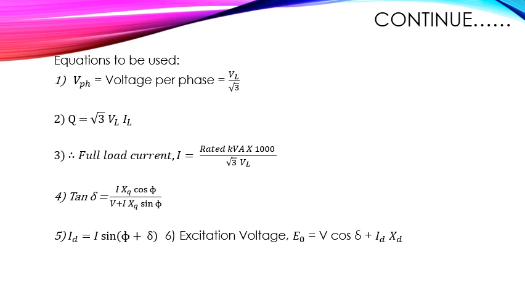Then to estimate the direct axis current Id, the equation is I multiplied by sine of psi. Psi is what? It is the sum of phase angle phi and delta. So it is sine of phi plus delta. Excitation voltage E0 is V cos delta plus Id Xd. As armature resistance is neglected, that's why Iq Ra is neglected in this excitation voltage equation.